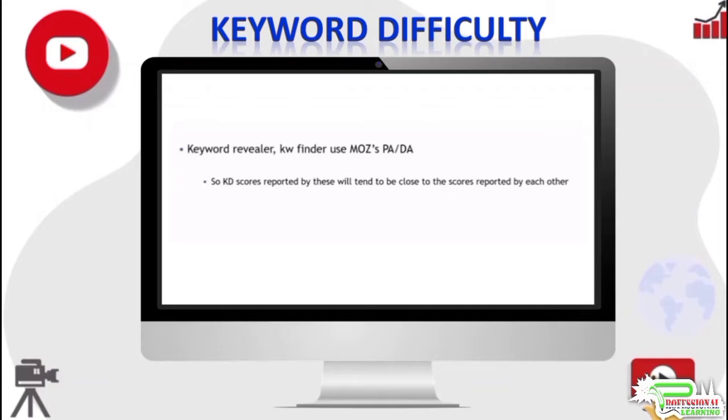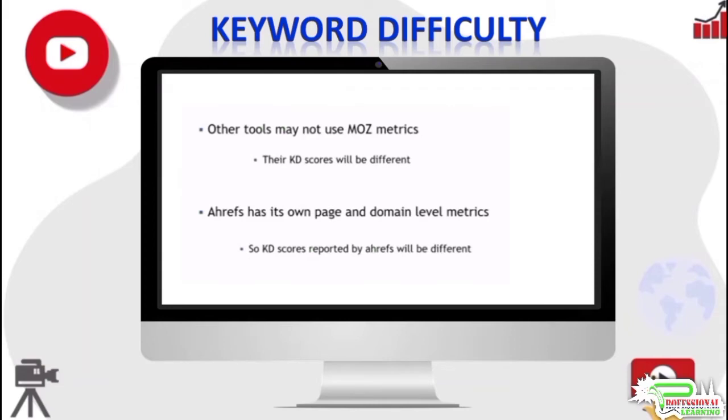Like Keyword Revealer and Keyword Finder use page authority and domain authority to compute keyword difficulty. So the keyword difficulty scores reported by these tools for a keyword tend to be somewhat close to the scores reported by each other. Though they may not exactly be the same. Other tools may not use Moz's metrics, and hence the number may seem very different.